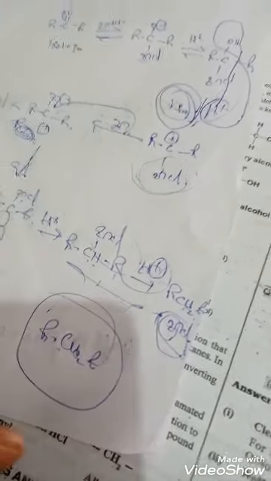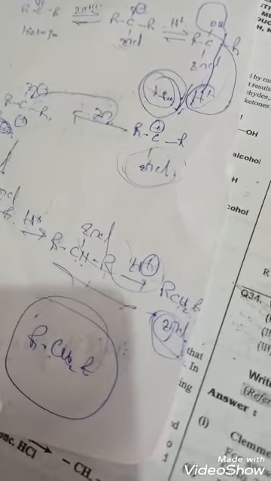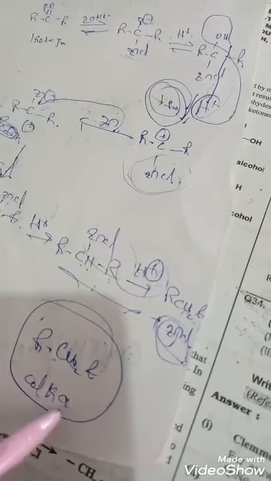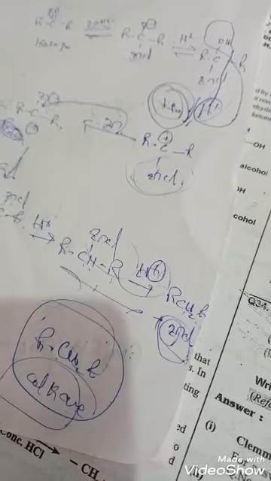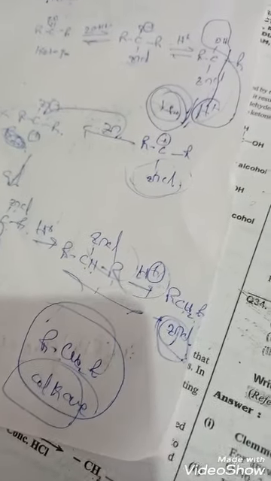This is the mechanism of Clemmensen reduction. This is the formation of alkane. Okay, this is the formation of alkane. This is the Clemmensen reduction.